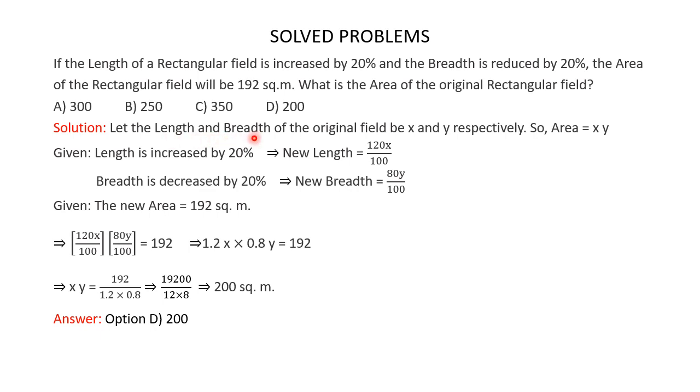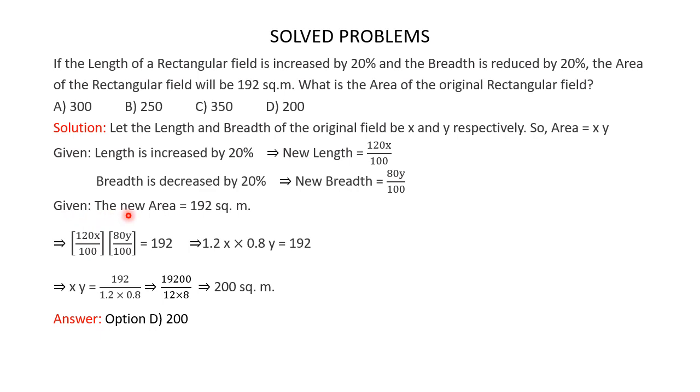So let the length and breadth of the original rectangular field be x and y respectively. We know that area of a rectangle is equal to length multiplied by breadth. So area of the original rectangular field would be equal to xy. Now it's given that the length is increased by 20%. So the new length would be equal to 120 divided by 100 multiplied by x. It's also given that breadth is decreased by 20%, which means the new breadth is equal to 80 by 100 multiplied by y.